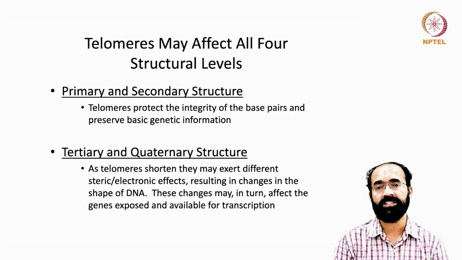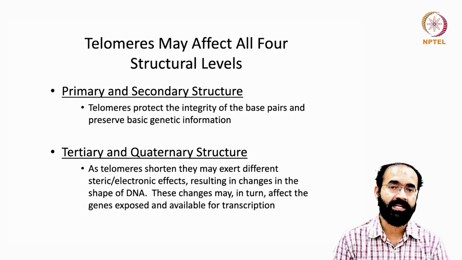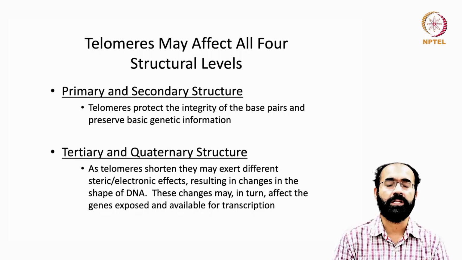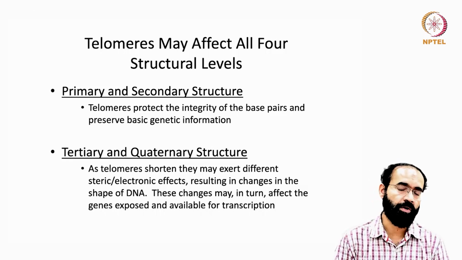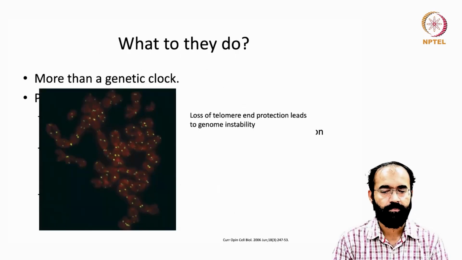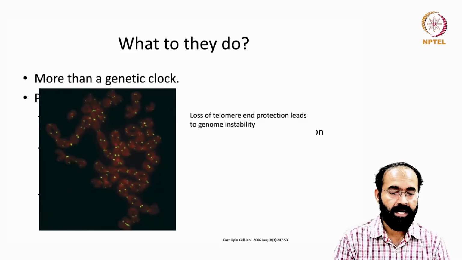Tertiary and quaternary structure we are talking about in the ends of the chromosome can influence how the internal portion, that is in between two telomeres, the genetic or the gene part of the chromosome, behaves. So whether they are allowed to express or not can also be decided by this tweaked tertiary and quaternary structure by the telomeres. Let us see what they can do. They are more than a genetic clock.